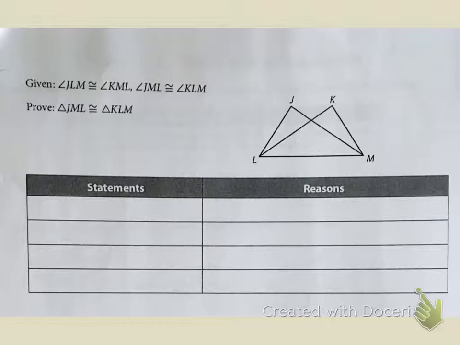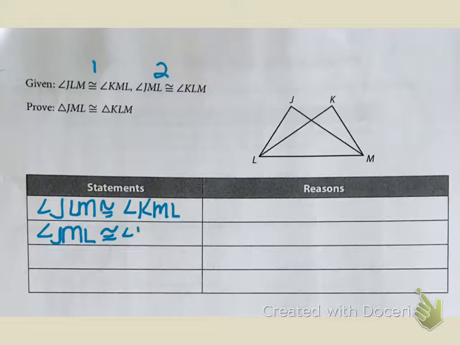When you think about the anatomy of a proof, there are always certain things in certain spots, like the given information is listed first. So notice there's 2 pieces of given information. We could write those right on our first lines for our statements. So we could say angle JLM is congruent to angle KML, and angle JML is congruent to KLM. Those are the 2 angles that are listed up here. And again, this is given information. So we got 2 freebies right there.